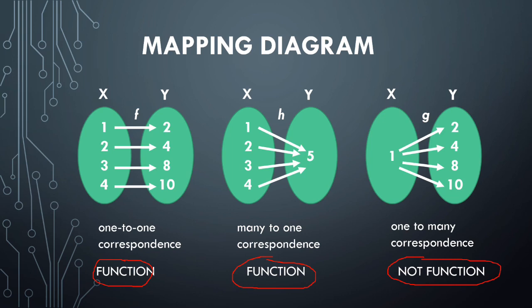Okay, try to take note, class, that one-to-one correspondence is a function. Many-to-one correspondence is a function also. And one-to-many correspondence is not a function.